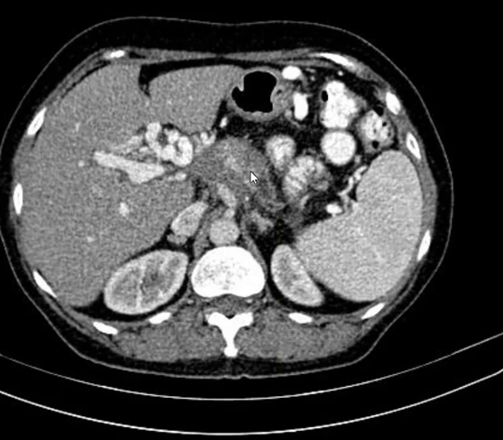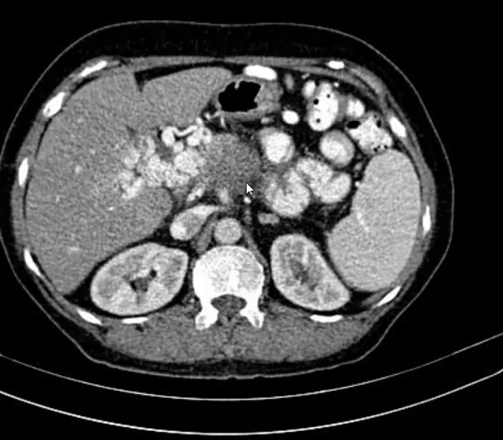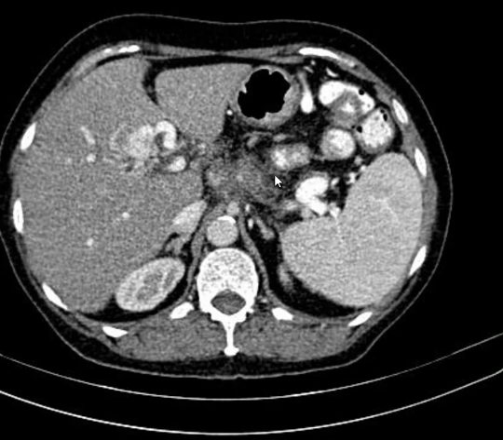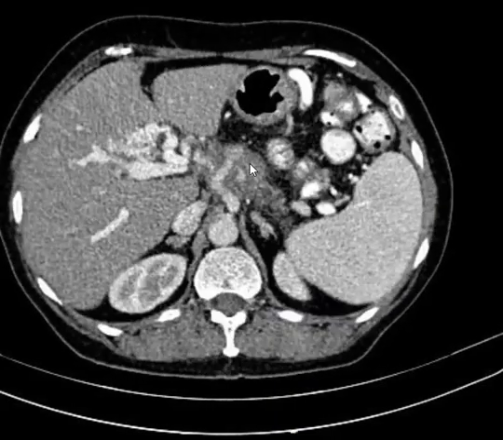We can see that it is nicely dilated, and as I am tracing, there is abrupt cutoff of the duct. So this is called the duct cutoff sign, and with this there is atrophy of the body and tail. So this is that infiltrating mass.